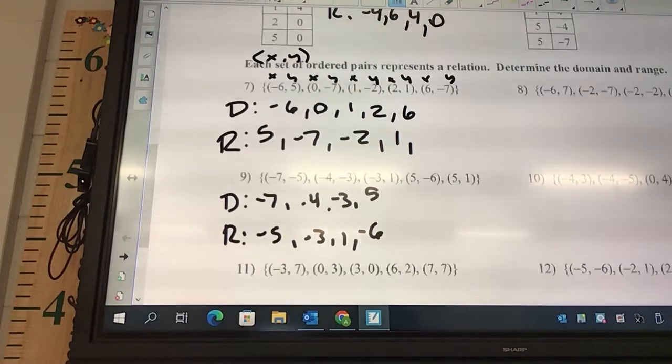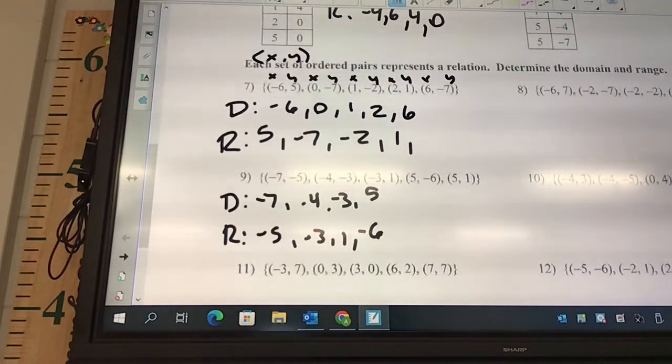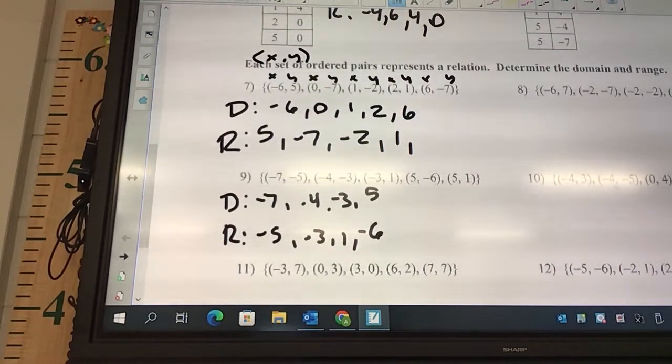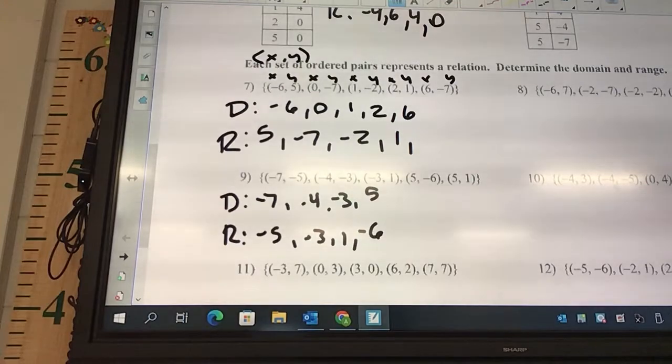What is the domain? X's or Y's? It's the X's. Okay, the range is what? The Y's. Okay, that's the big takeaway from today. Domain goes with X's, range goes with Y's.